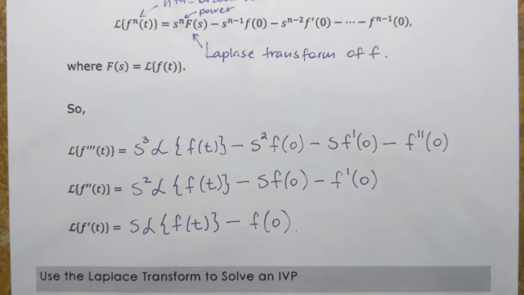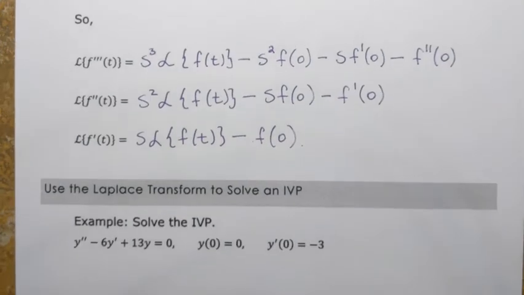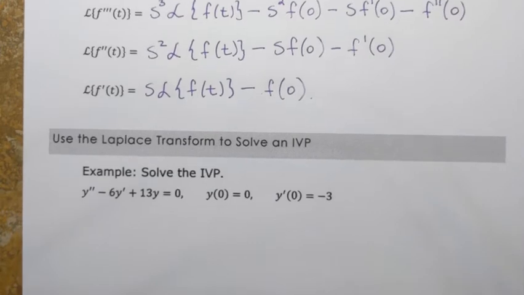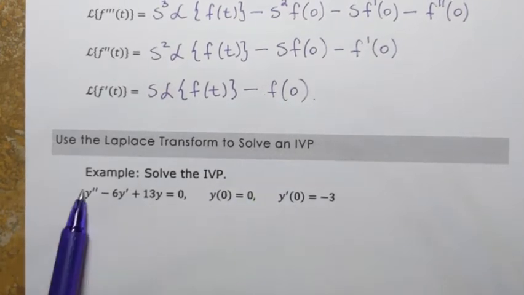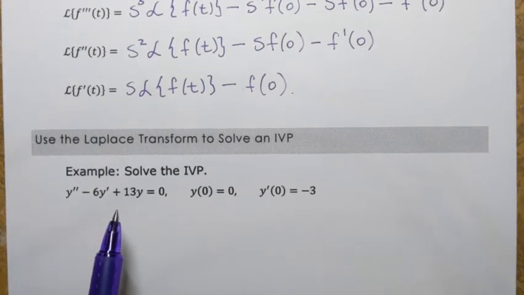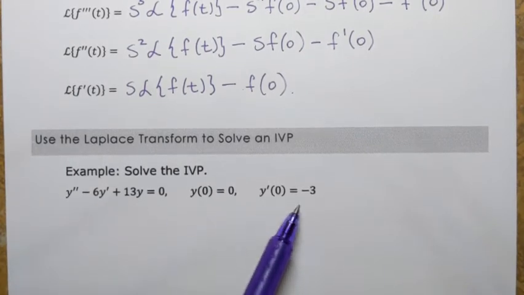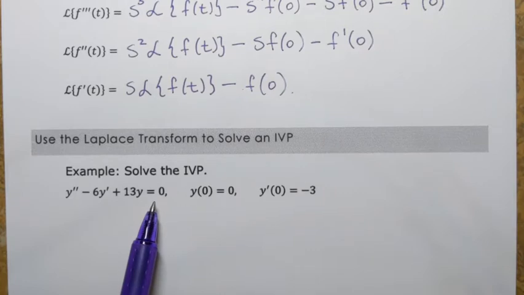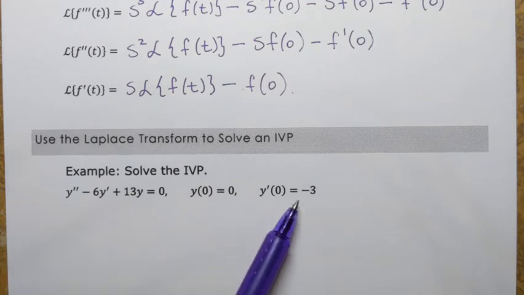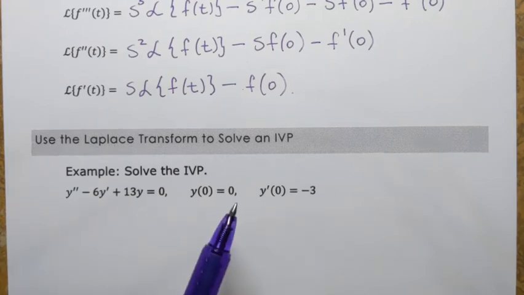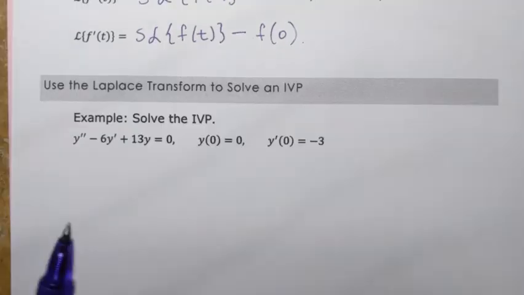Let's do an example and see what steps we have to take. So use the Laplace transform to solve an IVP, and here's the initial value problem. As you can see, it's a homogeneous differential equation, and these are the initial conditions. So the solution to this initial value problem will be a function that satisfies this differential equation and those two conditions. Let's write down the steps.